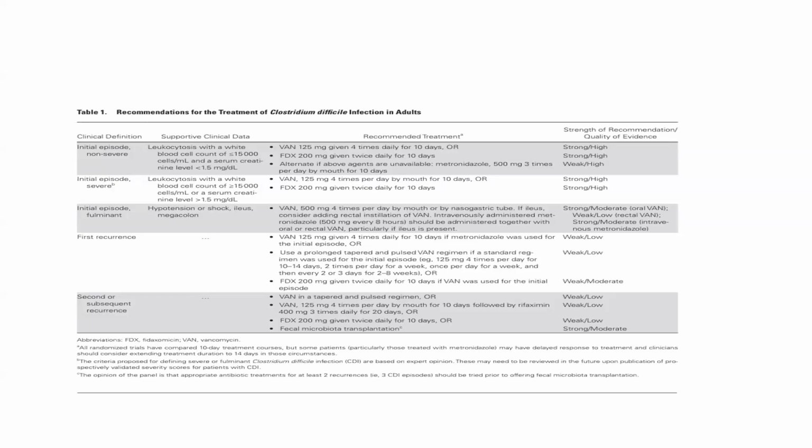So I think among all the regimens, the convenient regimen for recurrence is the combination of vancomycin and rifaximin, because the total duration of this therapy is 20 days. Or we can go for fidaxomicin, that is 200 mg twice daily for 10 days. The pulse regimen of vancomycin is a bit longer duration therapy. That is, it will last for 2 to 8 weeks.